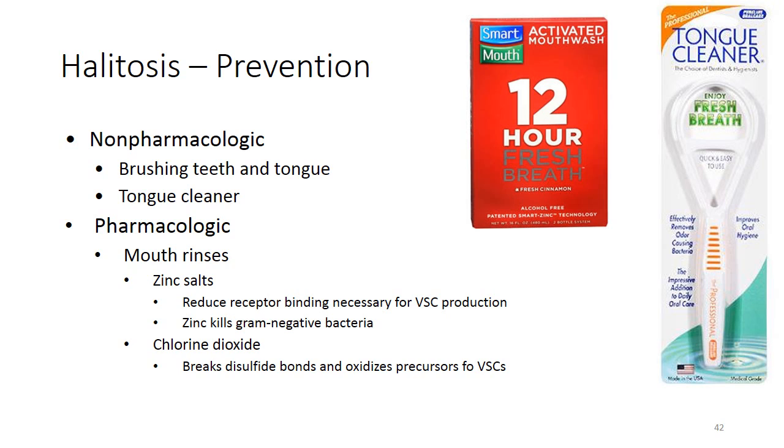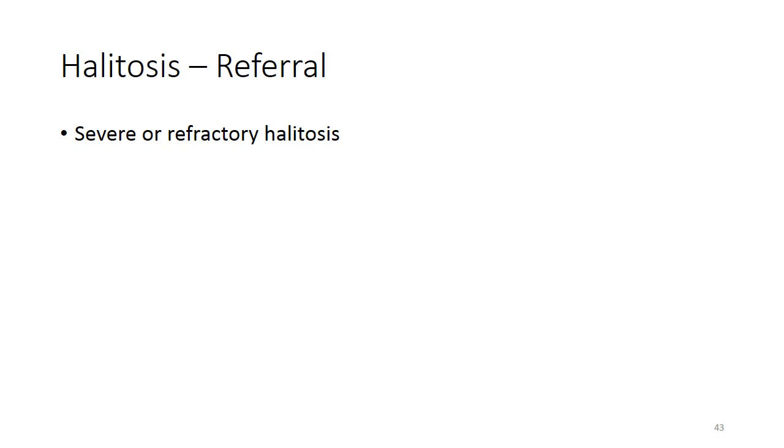Mouth rinses containing zinc chloride and chlorine dioxide are the most effective chemical prevention of VSCs. Smart Mouth Rinse is a product available that contains both ingredients. Patients with severe halitosis or halitosis that does not resolve with treatment should be referred to their provider.